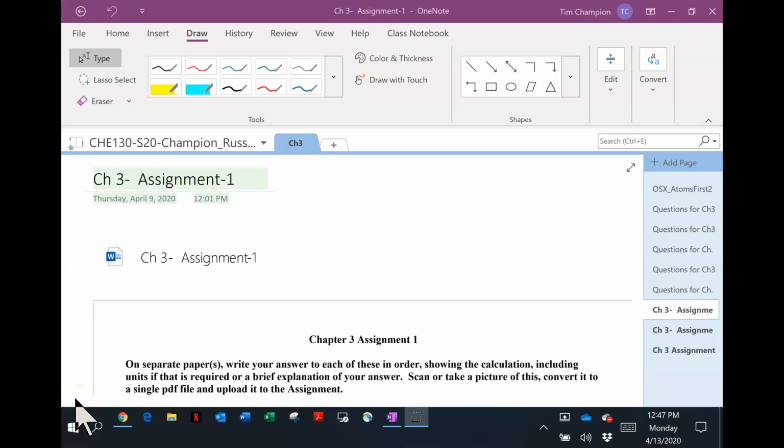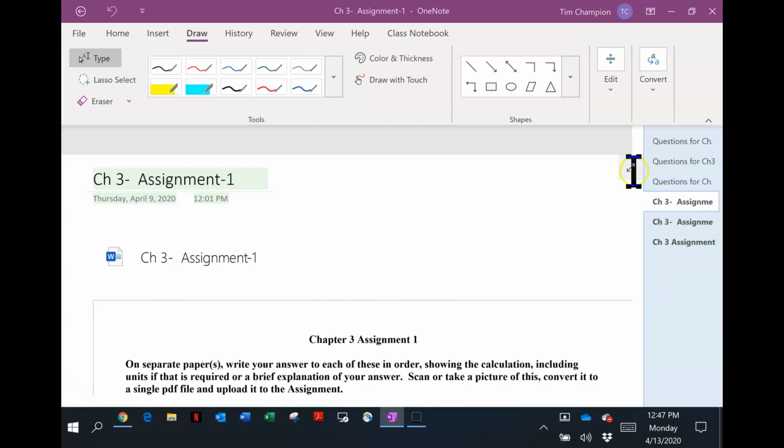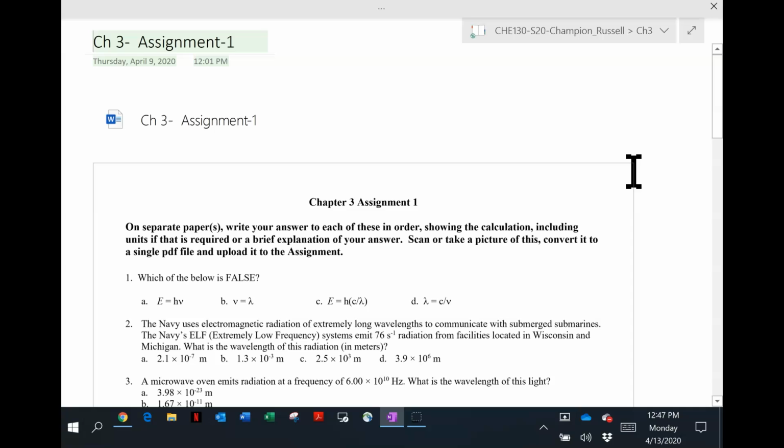Hi there. We're going to work on our electronic structure homework questions here, and we're going to look at these questions and go over those. These are the three different assignments that you've had. This will help you prep for your test.